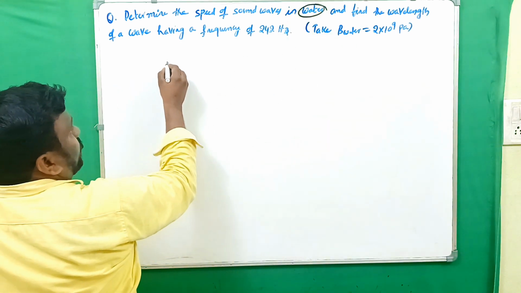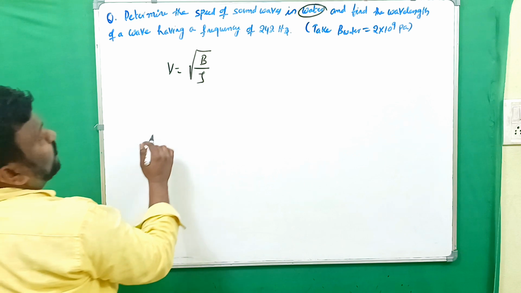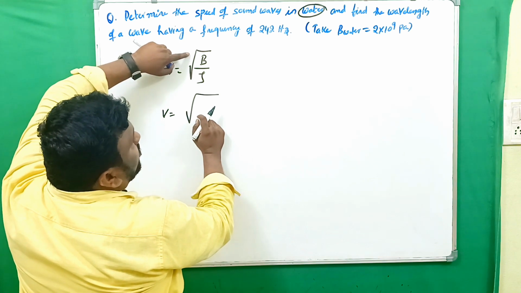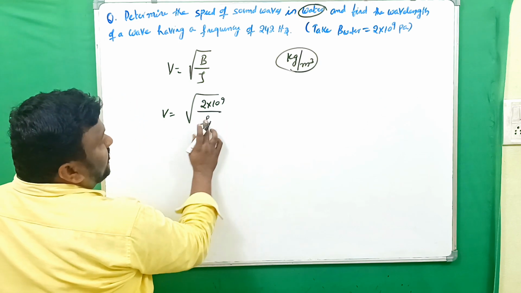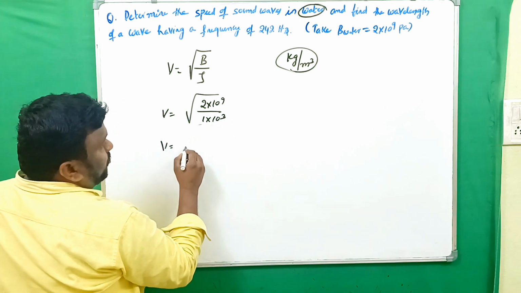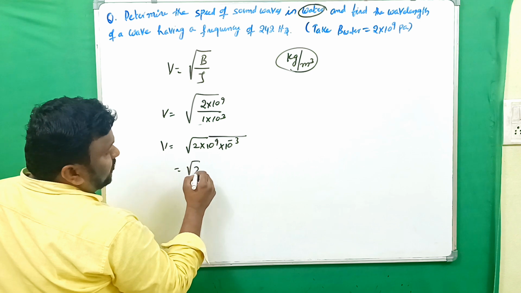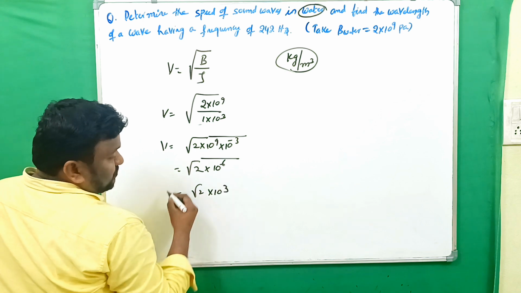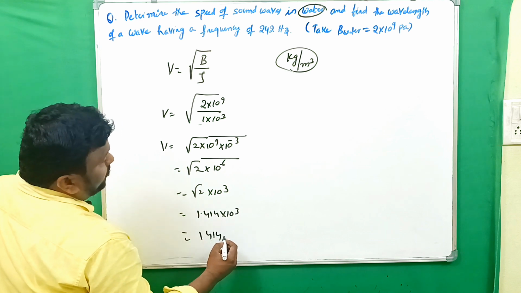The formula is V equals under root of B by rho. So already we know the density. V equals B by rho. The B value given is 2 into 10 to the power of 9, and rho is 1 into 10 cube. Then simply V equals 2 into 10 to the power of 9 into 10 to the power of minus 3. Then we get under root 2 into 10 to the power of 6, which means root 2 into 10 cube. Root 2 means 1.414 into 10 cube, that is 1414 meter per second.